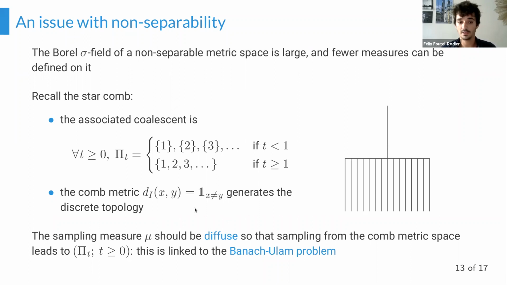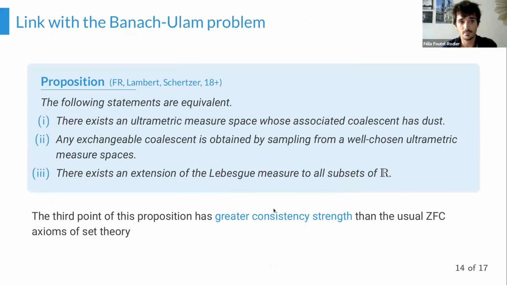And actually, this question is quite well studied, and it is called the Banach-Ulam problem in measure theory, the problem of finding measures that are diffuse and defined on all subsets of some given set. And so quite surprisingly, we're able to show the following results. So this result states that if you can find one ultrametric space with a measure such that the corresponding coalescent has dust, then you can always represent a coalescence with dust as samples from ultrametric spaces, and then you can find an extension of the Lebesgue measure to all subsets of R.